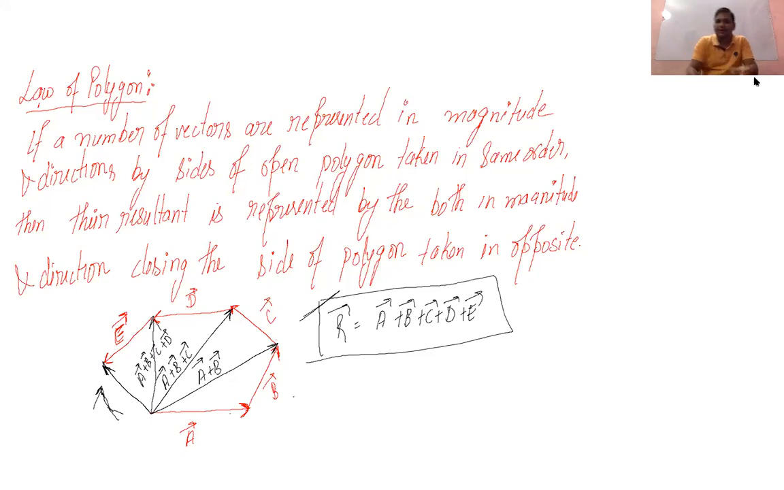Because in each and every step you are using the triangle law of addition, in this step, in this step, here also, and here also. So in each and every case you are using the triangle law of addition. That's why it becomes the polygon, the law of polygon. Got my point or not? Should we move ahead?